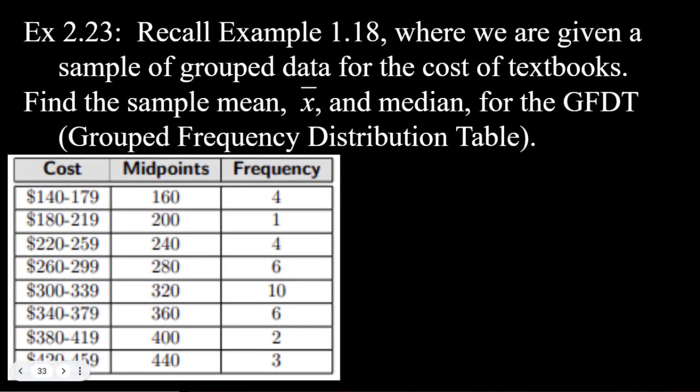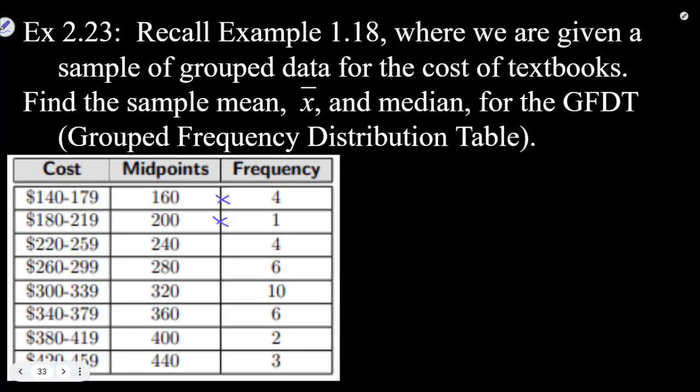So recall the example from 118 where we were given the sample of group data for the cost of textbooks. Find our sample mean and then the median for the grouped frequency distribution table. And we're going to do, like I said, it's basically the same thing we just did. We're going to have to multiply the midpoint, which is already calculated for us, so we don't even have to find that for step 1. And we're going to multiply that by the frequencies. So let me grab my calculator so I keep that handy.